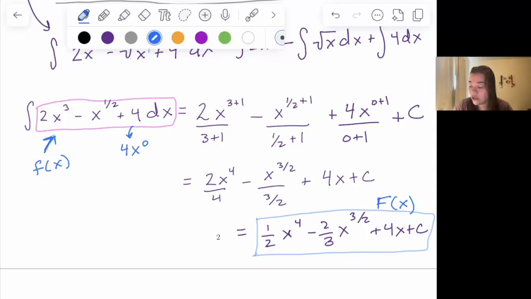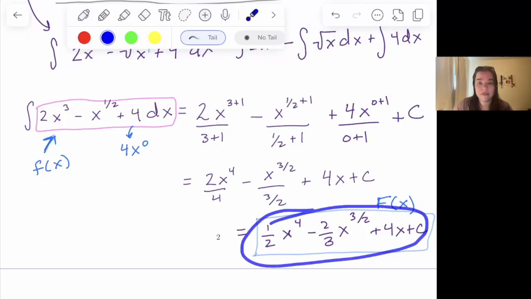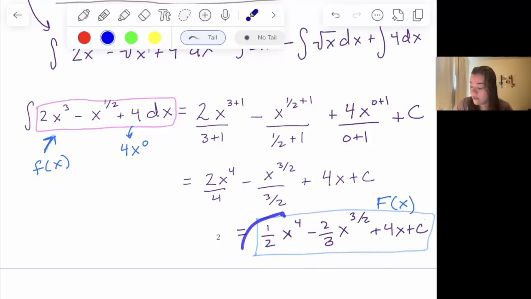And if you weren't sure and wanted to check your answer, what you would do is take your big F, take the derivative of this function right here. You should get back that little f in the integrand. The best way to get better at these problems is just practice, so let's keep going.